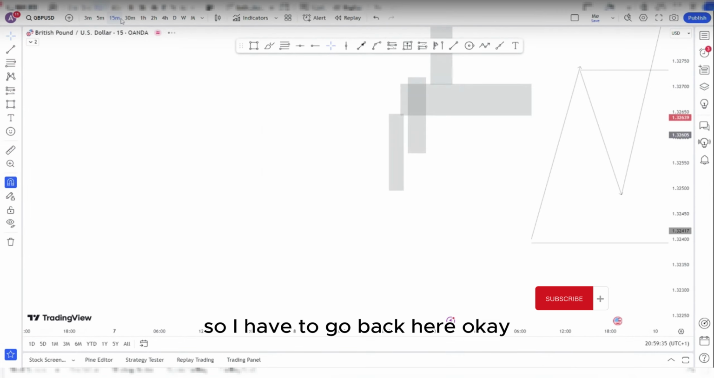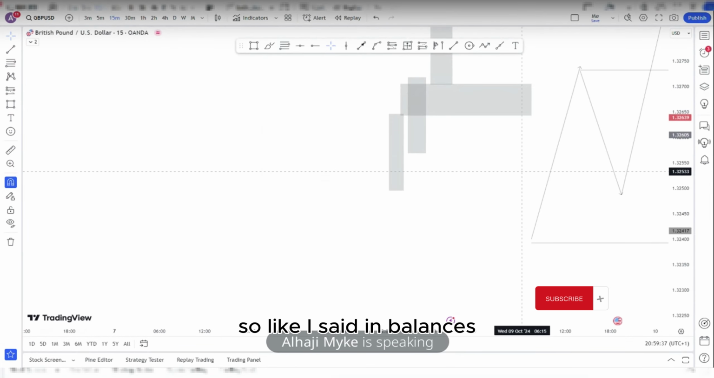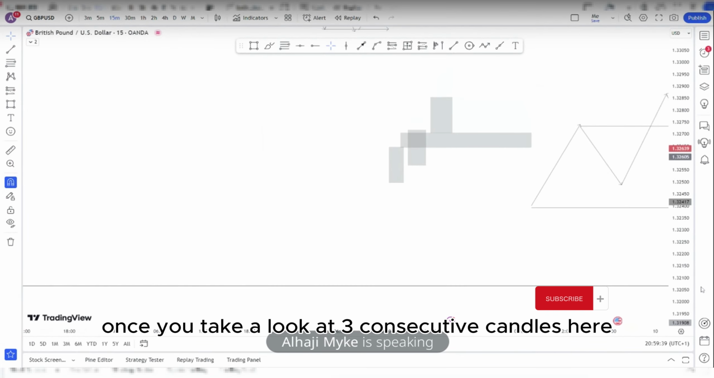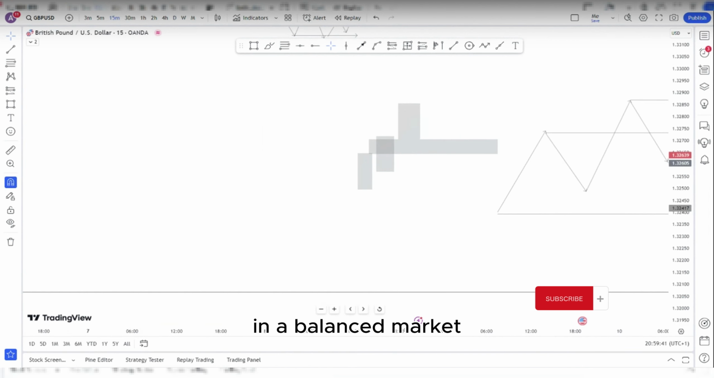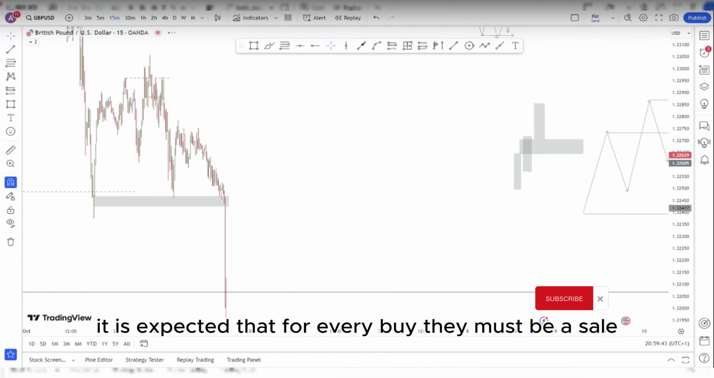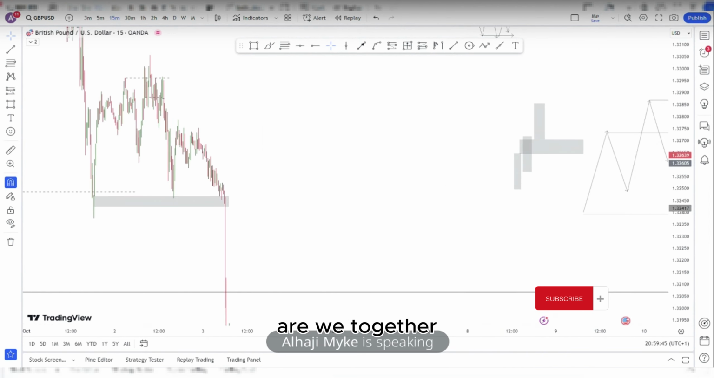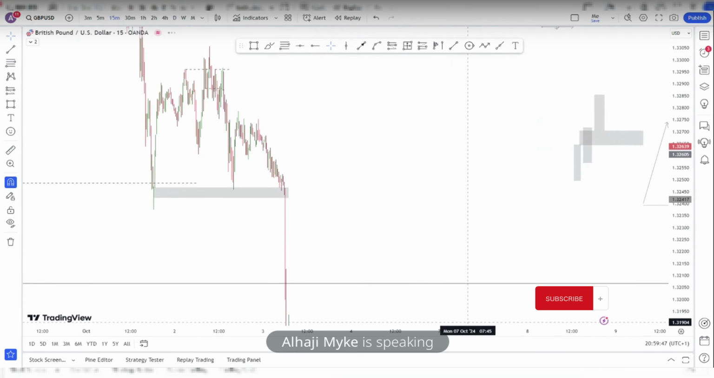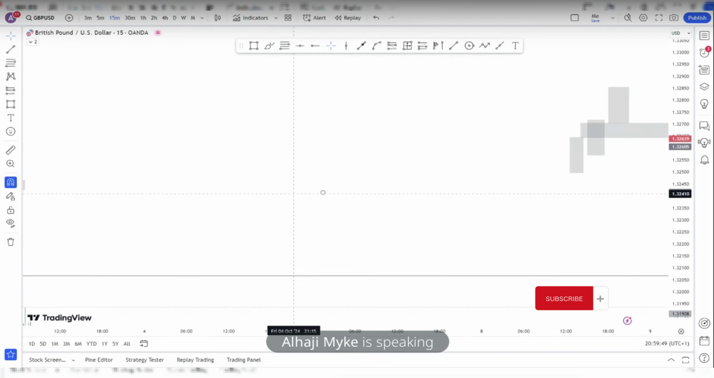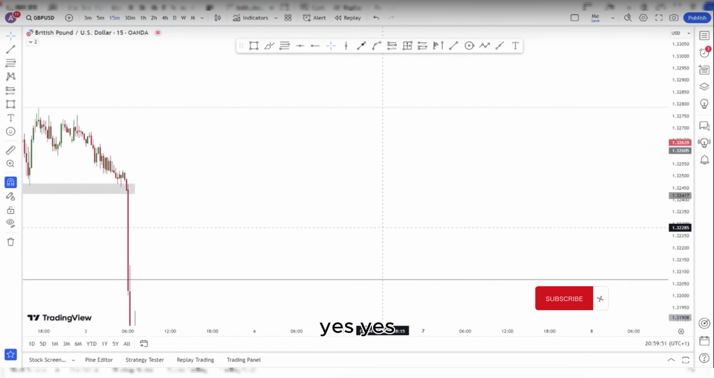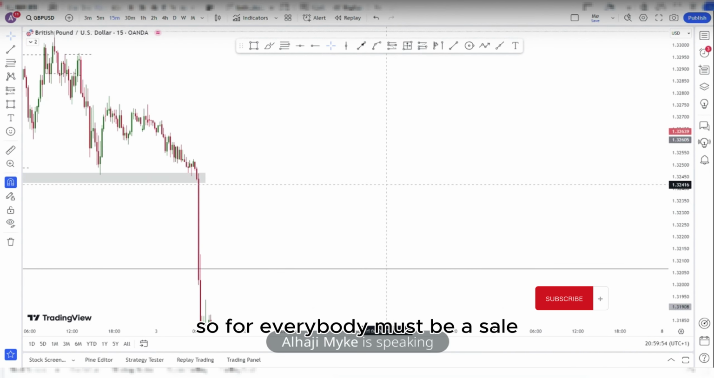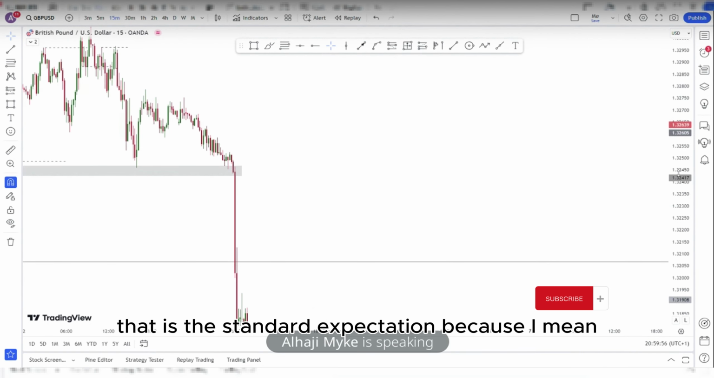So let's go back here. Okay, so like I said, imbalances. Once you take a look at 3 consecutive candles here, in a balanced market, it is expected that for every buy, there must be a sell. Are we together? Can you guys hear me? Yes. So for every buy, there must be a sell. That is the standard expectation.